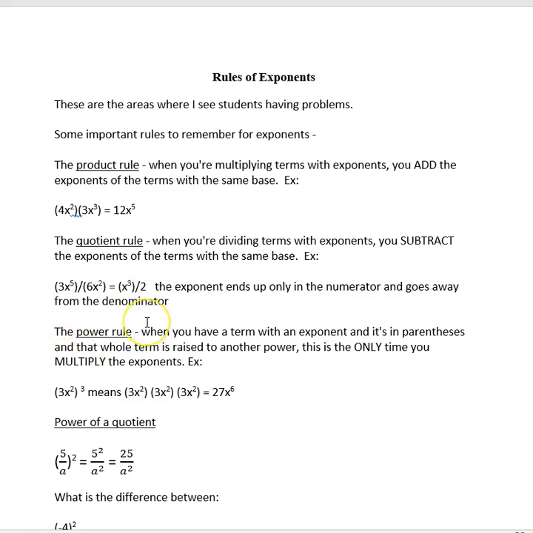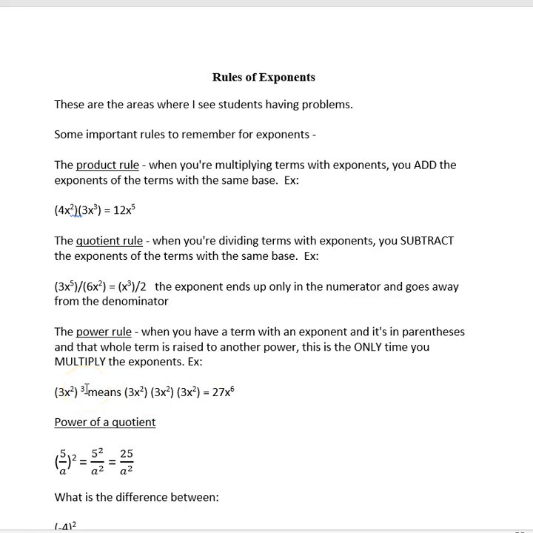The power rule is when we are raising a term with an exponent to another exponent. And basically, we can use the meaning of exponents to figure out what that results. So we've got 3x squared, that whole term, raised to the 3rd power. The meaning is just 3x squared times 3x squared times 3x squared, because that's what raising to a power actually means.